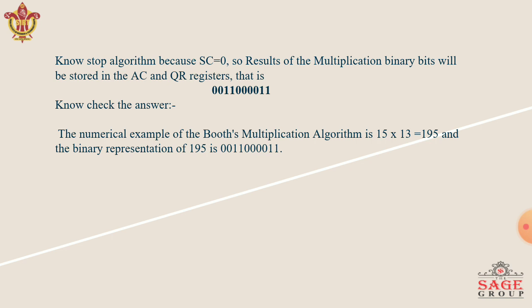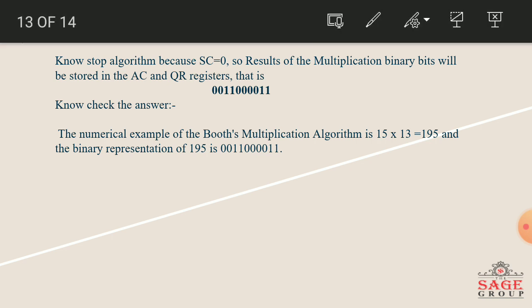Now check the answer. The numerical example of the Booth multiplication algorithm is 15 into 13 equal to 195, and the binary representation of 195 is 0011000011. So our answer is correct. This is the final output of our Booth multiplication.